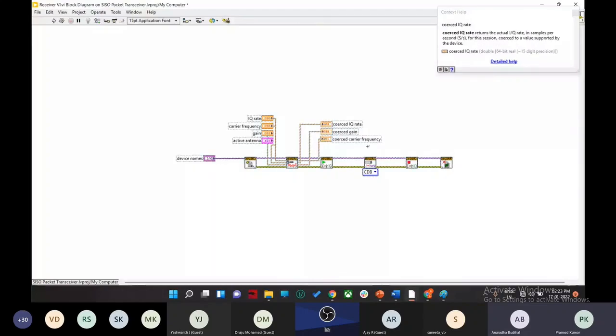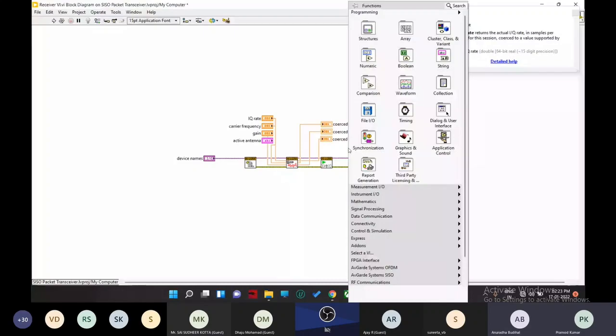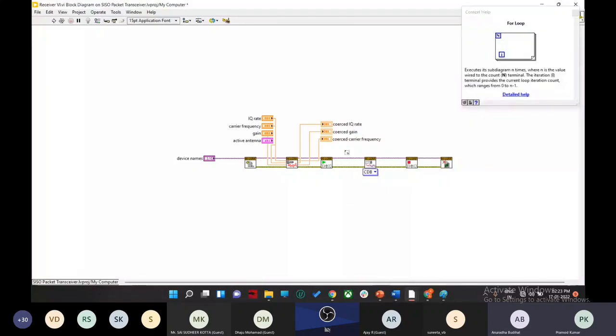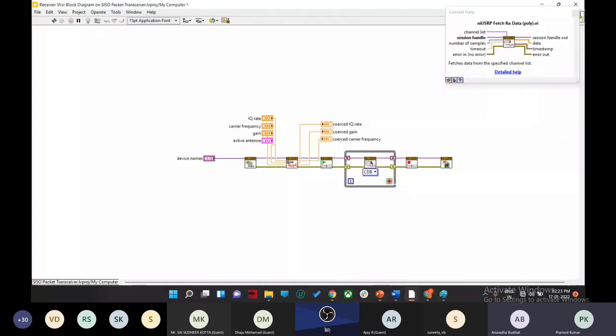Another main thing is we'll be keeping the fetch RX data inside the while loop, because we want to receive the data continuously. So we keep the fetch RX data inside the while loop so that the USRP keeps on retrieving the data from the transmitted signal. So this is how the basic block diagram looks. I think everyone is clear on this.